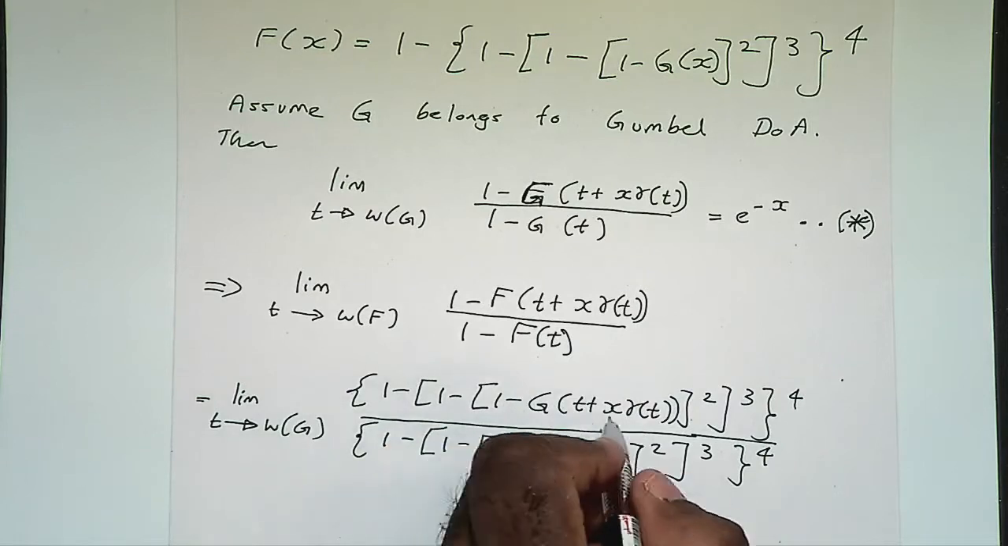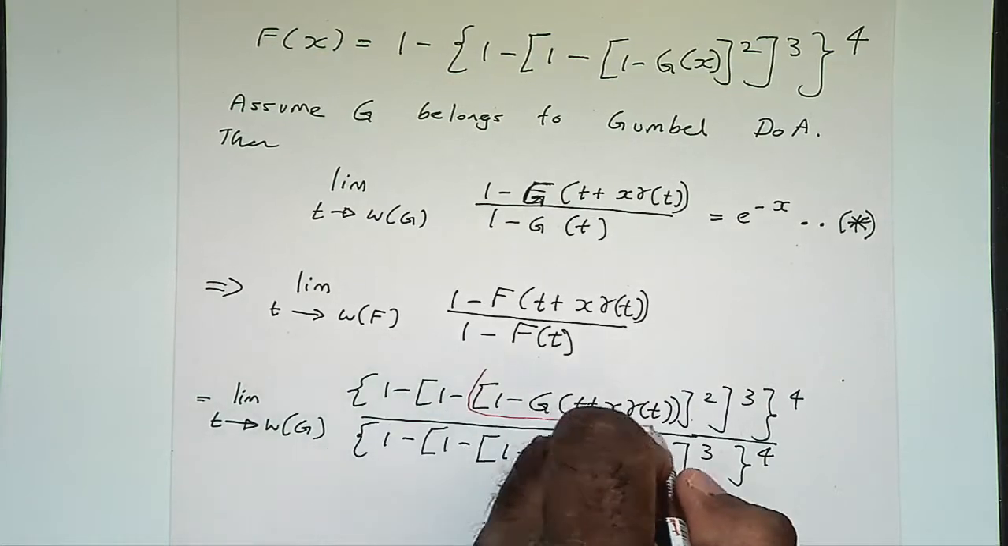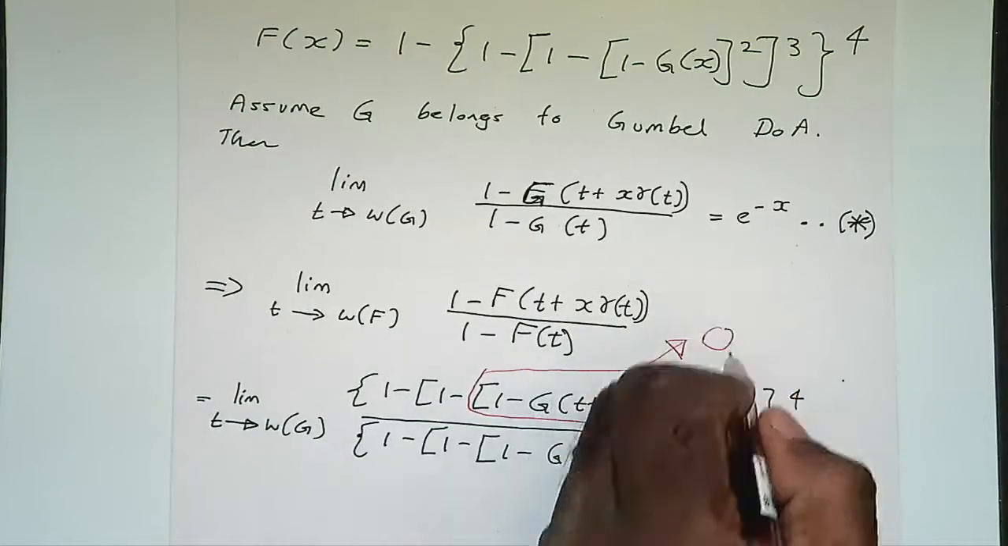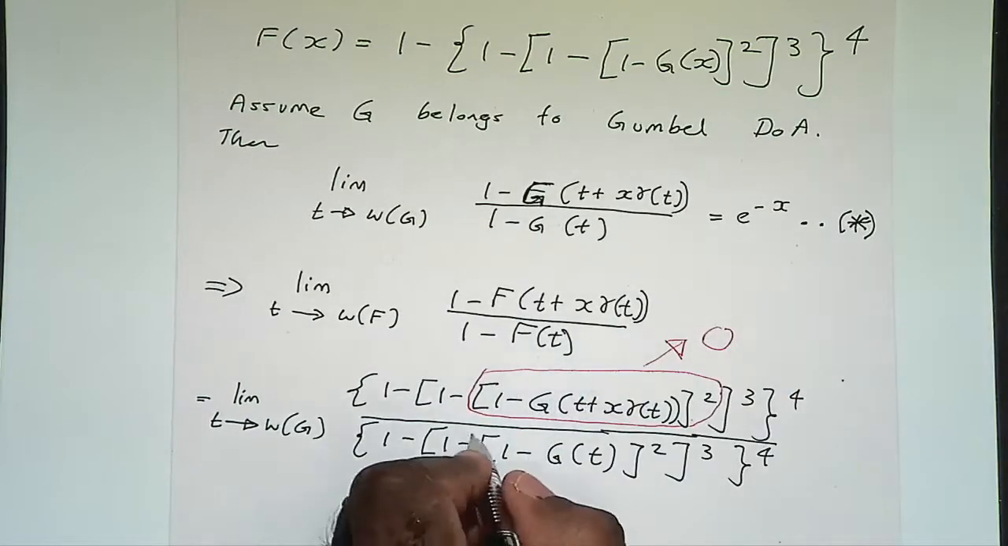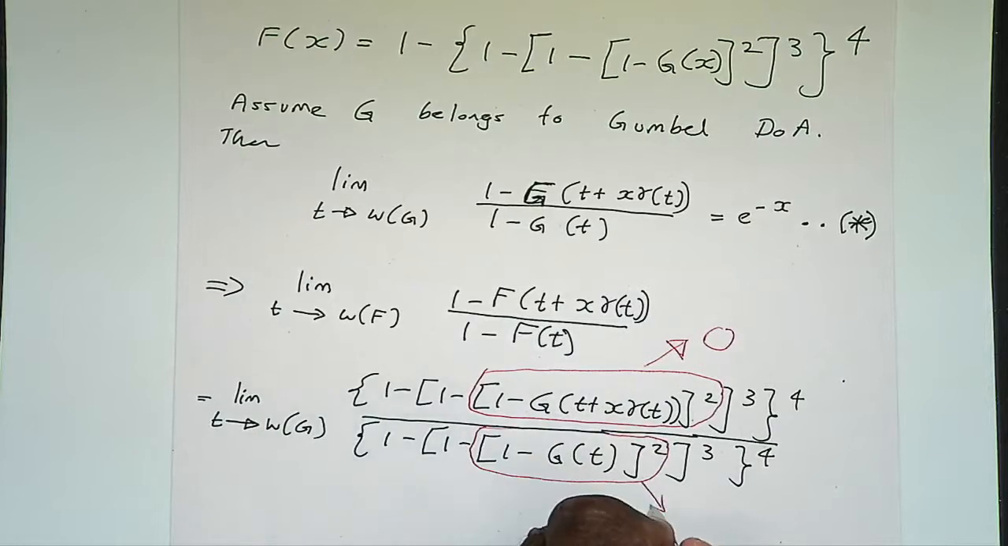this guy goes to 1. Alright, so what this means is that this thing here goes to 0, right? And similarly, this goes to 0 too, right? You follow me?